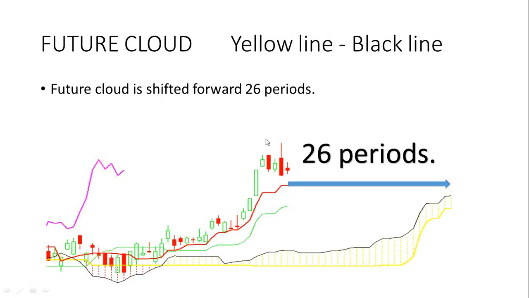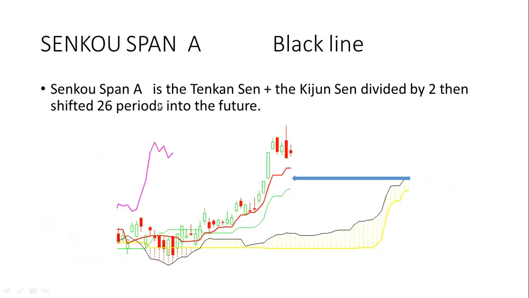The yellow line and the black line, or the A and the B line. Senkou span A is the Tenkan-sen and the Kijun-sen divided by 2, and then shifted 26 periods into the future. So it gives a reference to price 26 periods into the future. So the value of this line here is the two of these values divided by 2 and shifted forward onto the chart.